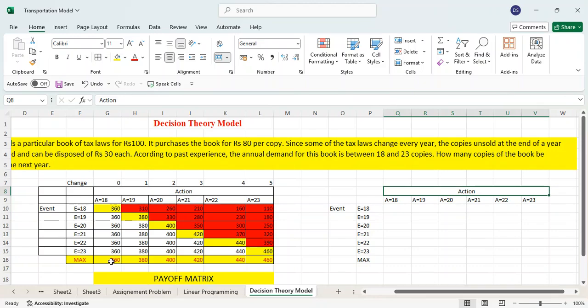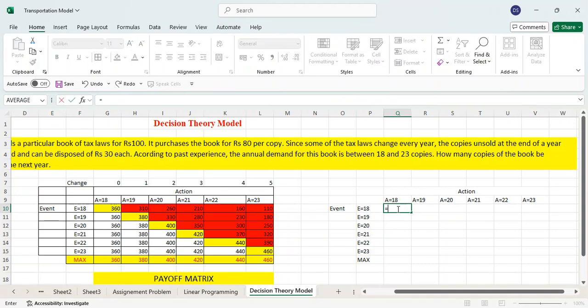The question arises, how can I calculate the regret value? Suppose I have kept 18 books and market demand is 18. Then I have no regret. No regret means this is the maximum value in that particular column also, and the maximum value is 360. I just keep 360, the G16, as fixed. To fix it, you have to put a dollar sign here and another dollar here. Then it is 0. I have 0 regret.